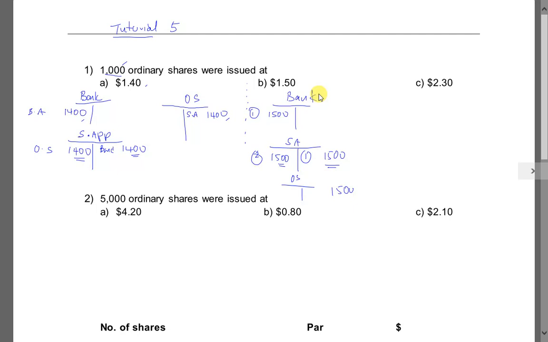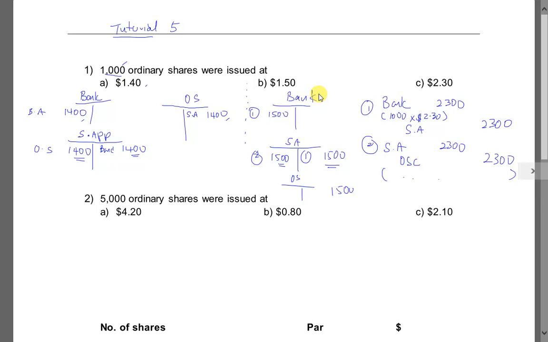So for part C, same thing. In journal entry form, we're going to debit bank 2,300. Okay, there will be 1,000 shares times $2.30. Credit share application 2,300. Okay, number 1. Number 2, debit share application 2,300, credit ordinary share capital 2,300. And do not forget to put in your narrative. This is required. Narrative means the explanation.